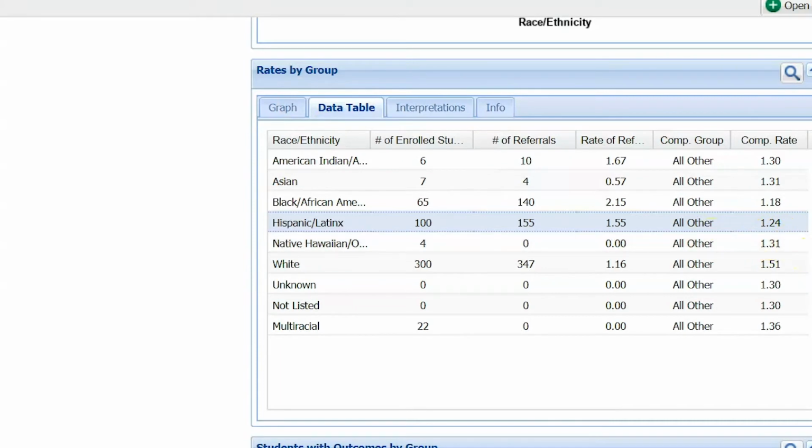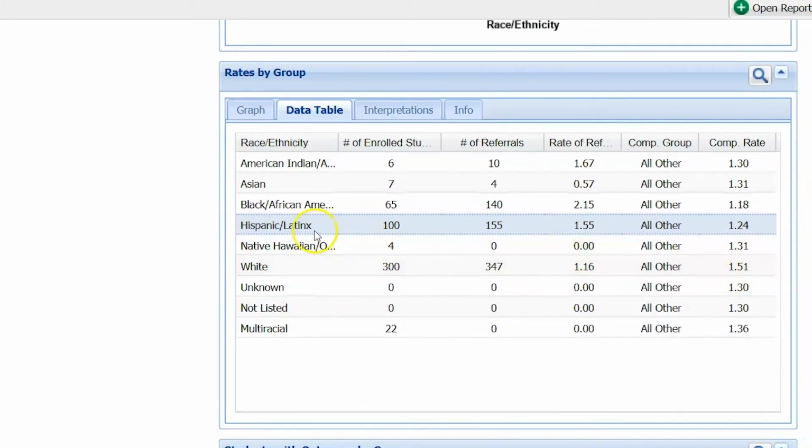When we look at the information for our Hispanic Latinx students, we can see that 100 students who identify as Hispanic Latinx have received 155 referrals. 155 divided by 100 is 1.55. So on average in our demonstration school, students who identify as Hispanic Latinx are likely to receive about 1.55 referrals per student. And the group of all other students, those who did not identify as Hispanic Latinx, receive on average about 1.24 referrals per student during the same time period.